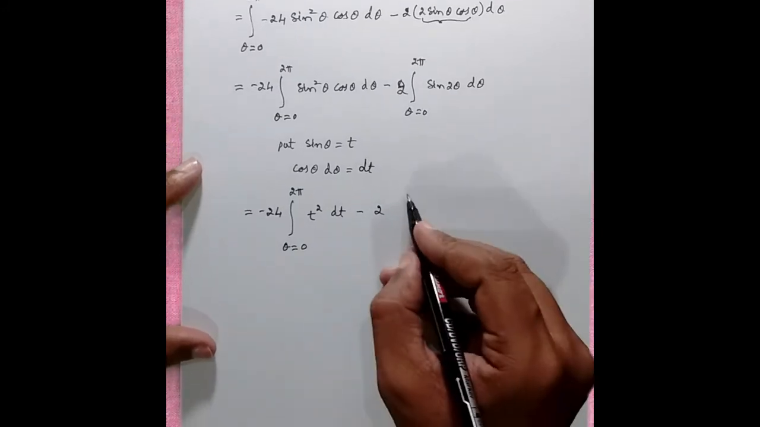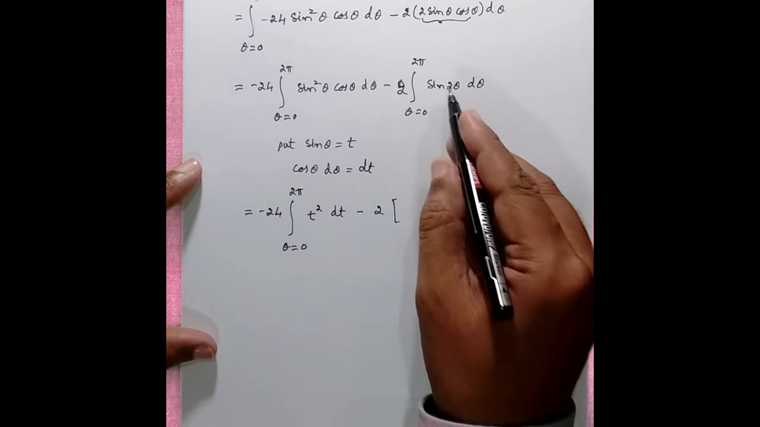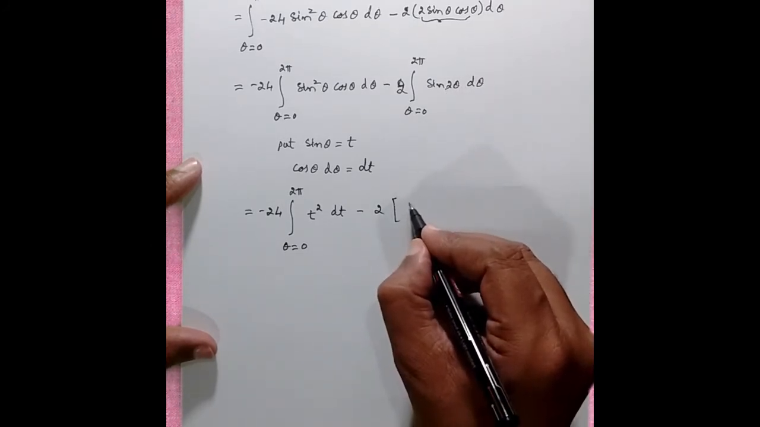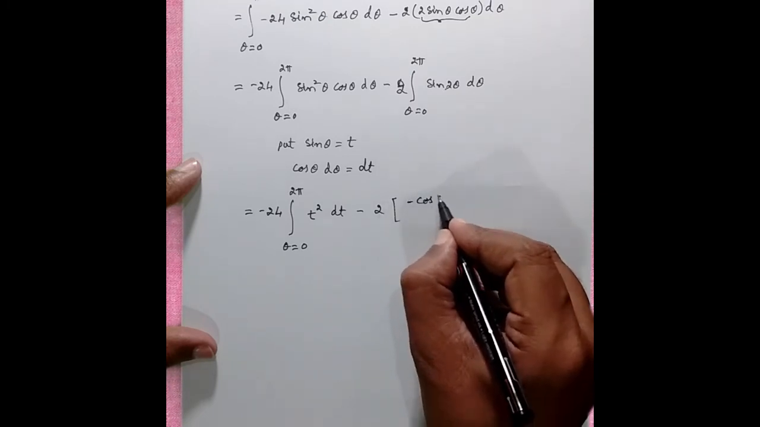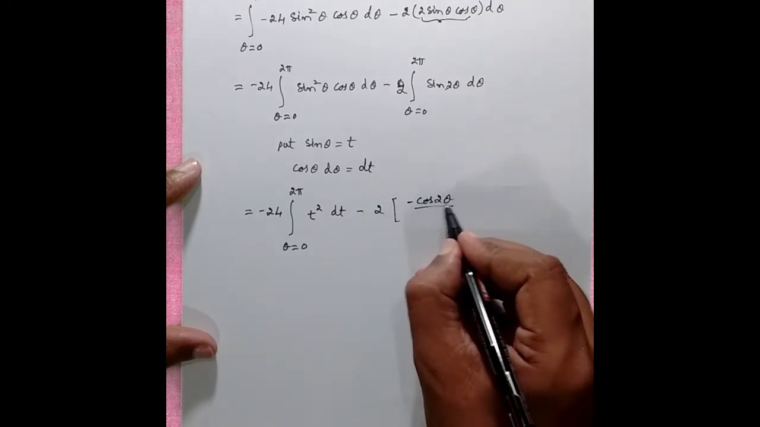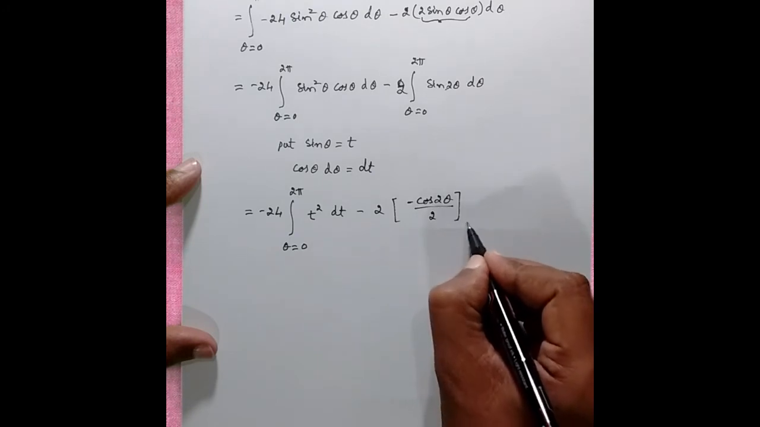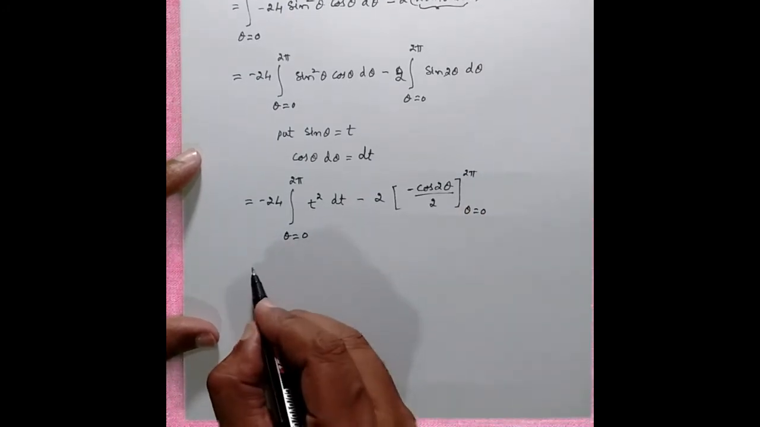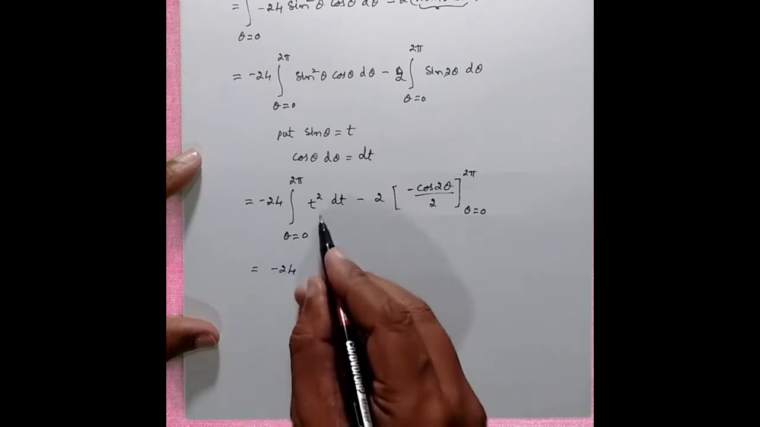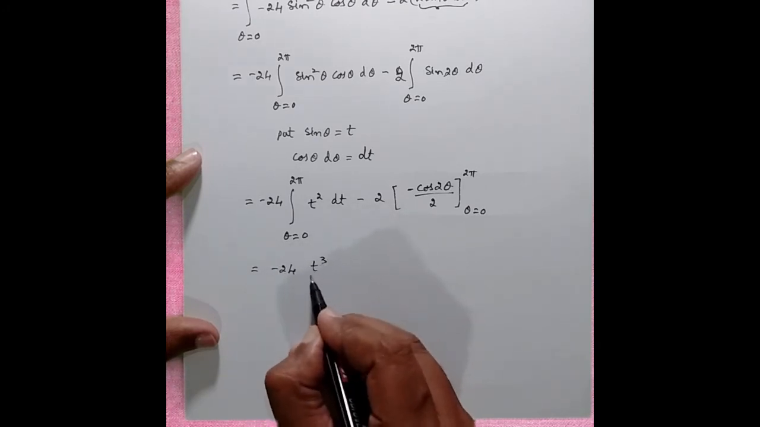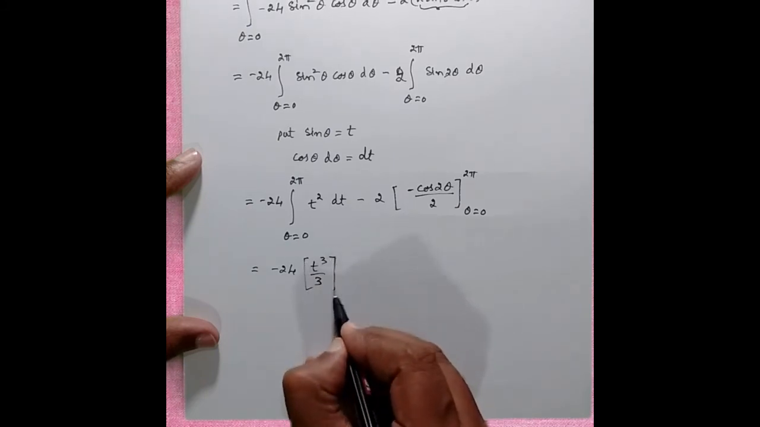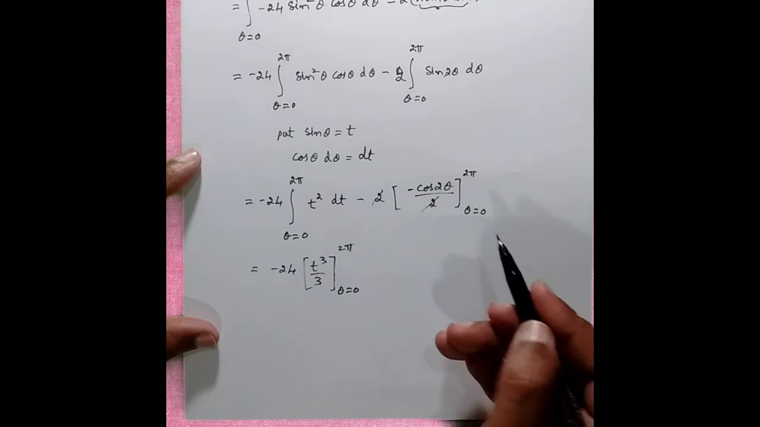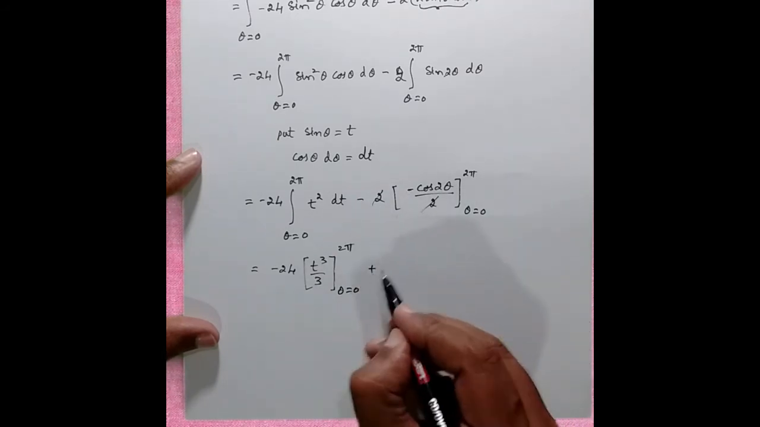Integration of sine 2 theta will be equals to minus cos of 2 theta divided by coefficient of theta, which is 2. Limit values of theta will be 0 to 2 pi. So this will be equals to minus of 24. Integration of t square will be t cube by 3. The value of theta will be equals to 0 to 2 pi. So here 2 and 2 will get cancel. Minus of minus will become plus.